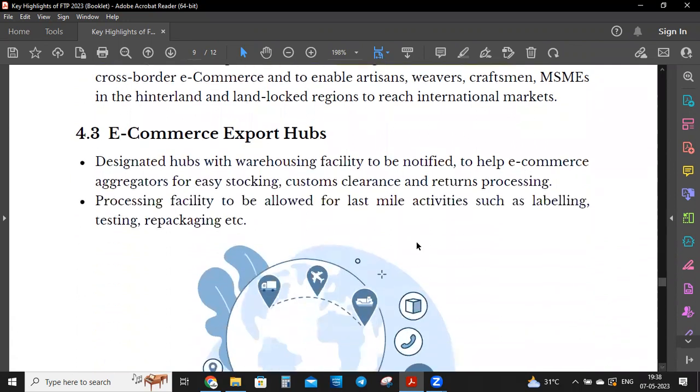Next is e-commerce export hub. Designated hub with warehousing facility to be notified to help e-commerce aggregators for easy stocking, customs clearing, and return processing. Processing facility to be allowed for last mile activities such as labeling, testing, repackaging, etc.